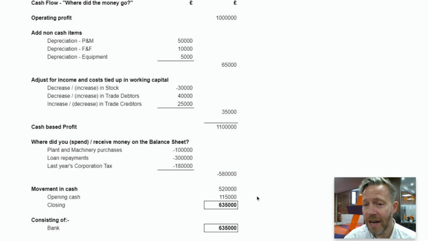So to reconcile that, if we add on to our movement, the opening balance on the bank account of £115,000, we must therefore have a closing cash balance of £635,000. And indeed, if you check the balance sheet, you'll see that reconciles to £635,000.